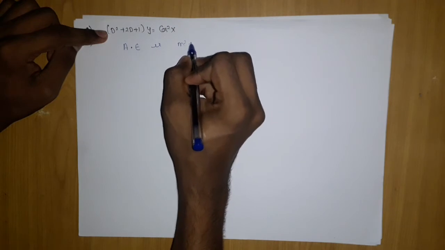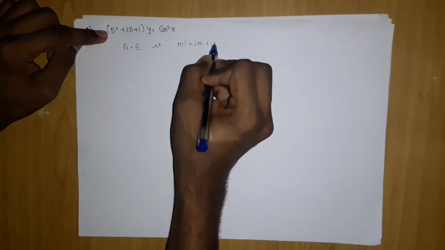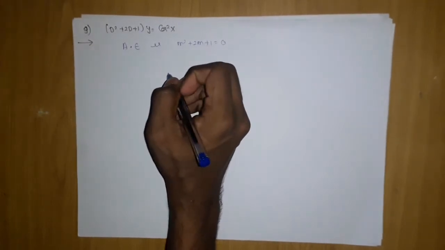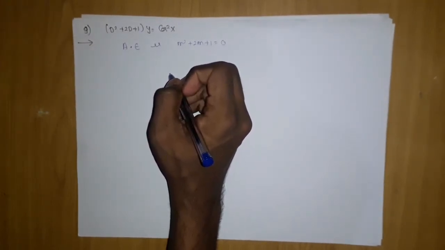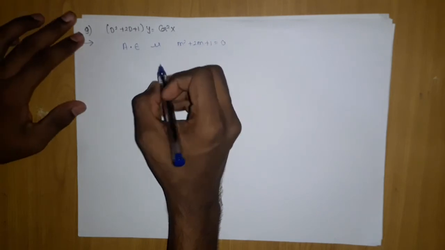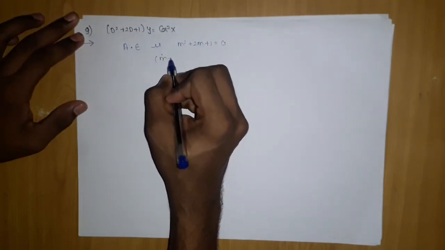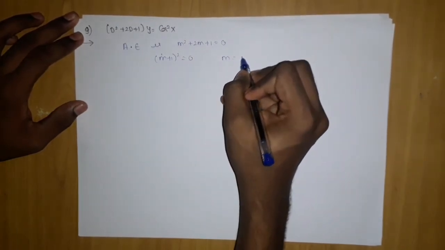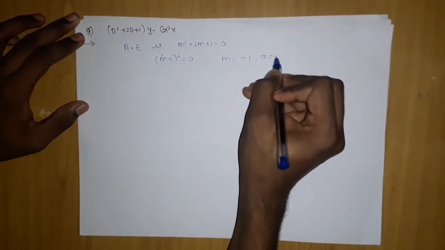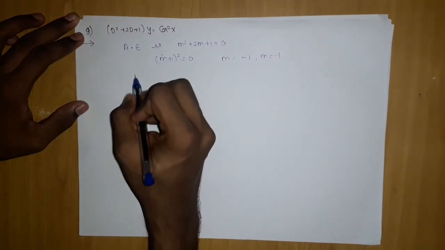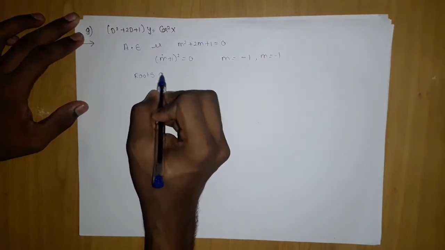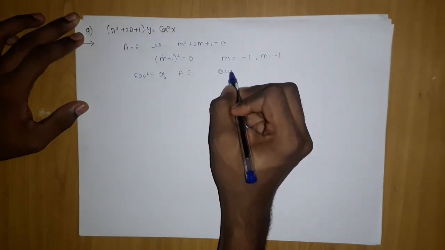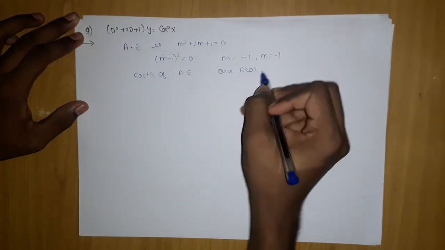So we are going to get m square plus 2m plus 1 equal to 0, which is nothing but a square plus 2ab plus b square, the whole square. So this will become a plus b the whole square. So we can write it as m plus 1 the whole square equal to 0, giving me finally m equals to minus 1 and m equals to minus 1 twice. So you can say the roots of the auxiliary equation are real and equal.